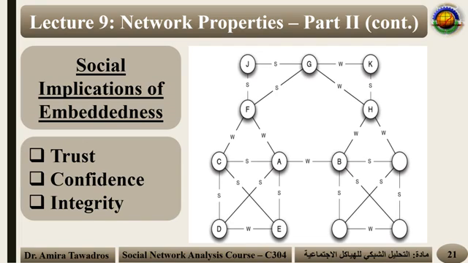Now we will discuss the social implication of the concept of embeddedness. In social networks, individuals who are connected with an embedded link tend to trust one another more and have confidence in the integrity of the transaction, whether this transaction is social, economic, political, or any other form of transaction. So the embedded link is very important because it is used to build trust and confidence between people, or between actors or nodes, inside this social network.